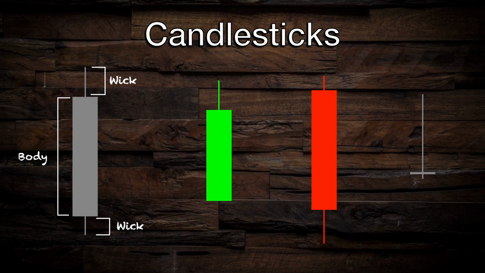The body of the candle represents the opening and closing price of the day. If the candle is green, that means that the bottom of the body is where the stock price opened, and the top of the body is where the stock price closed. The candle is green because the stock went up in value over the course of the day. The red candle, on the other hand, is the exact opposite, meaning that the stock opened up here at the top of the body of the candle and closed down here at the bottom.